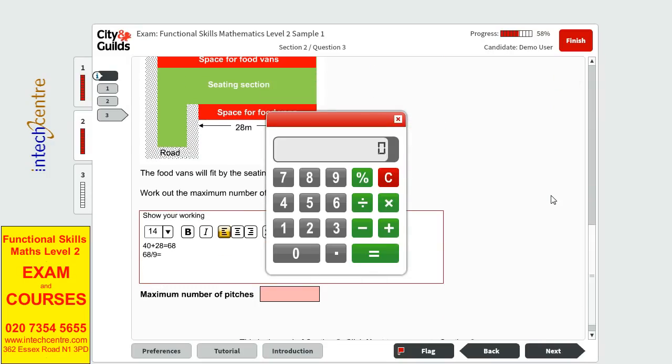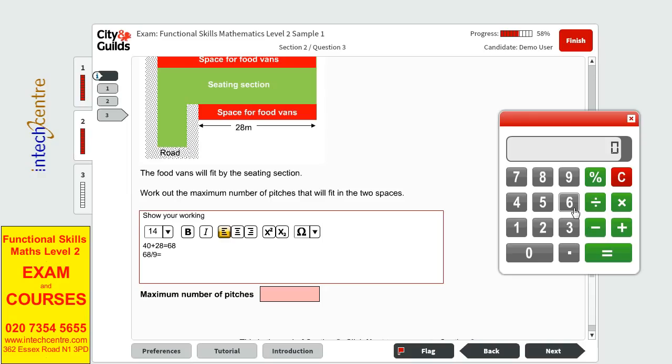Perfect, and scroll down so we can see what we're dealing with. So we can do 68 divided by 9 and we'll get a 7.5 answer. Because they wanted the maximum number, that's why I added the 2 values together and divided to find out how many pitches. So maximum would be 7 because you wouldn't have the space to fit the 0.5 that the space is allowing you to. You can't round it up. You'll have to round down as there is no space for the 8th pitch.